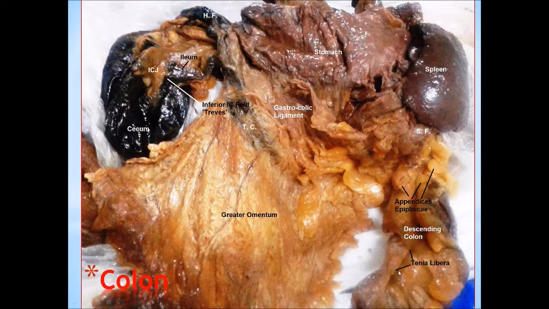Since this portion of the colon has been preserved, we can see a few structures here. For example, we can see the tinea libera here. The tinea libera is nothing but a thickened portion of the longitudinal muscle of the colon. And this one is the tinea libera, the other two tinea being the tinea mesocolica and the tinea omentalis.